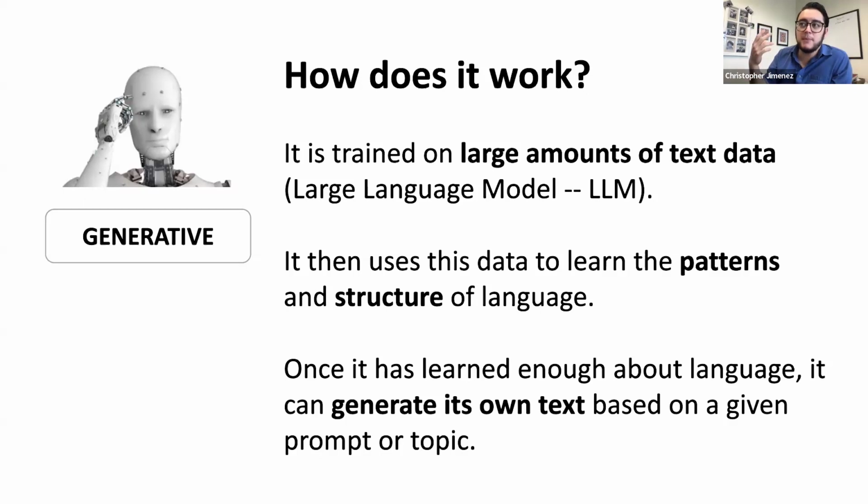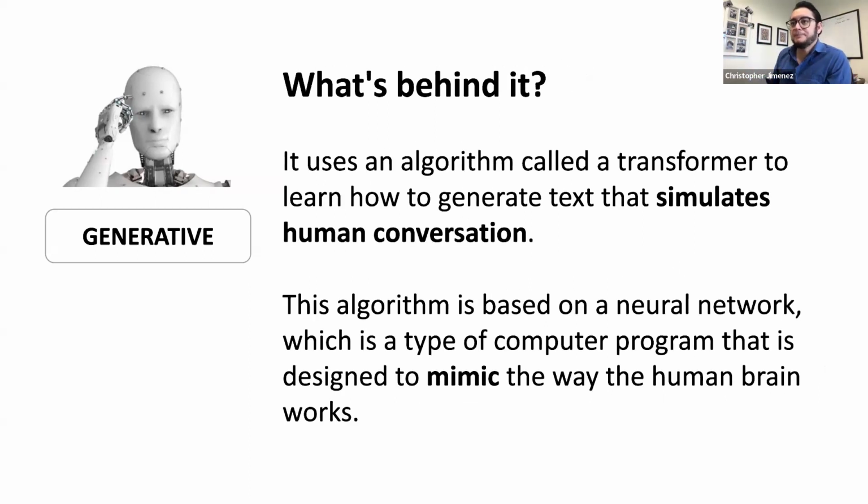It's trained on large amounts of text data. So you have a large language model that takes this data, all these documents, this huge corpus of documentation, and it learns the patterns and recognizes the structure of language. And then when it knows enough about language in a given topic, it can generate its own text, right? So you give it a prompt, and the AI knows the subject, goes into the LLM and produces text that's commonly associated with this particular topic.